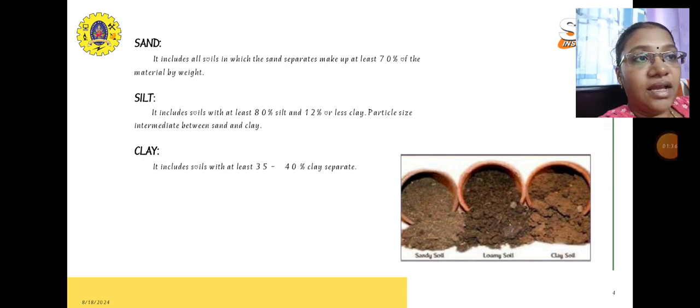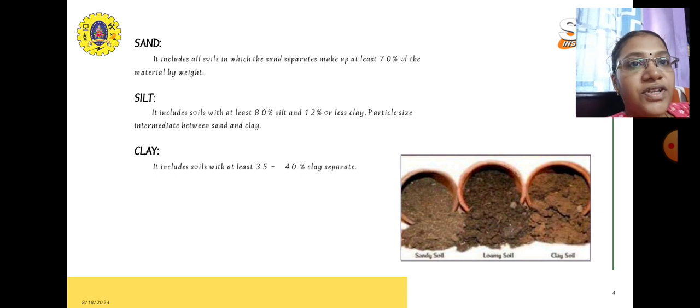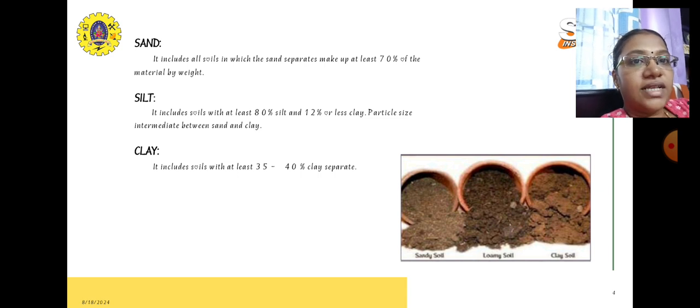Coming to the classes, sand includes all soils in which the sand separates make up at least 70% of the material by weight. Silt includes the soils with at least 80% silt and 12% or less clay, particle size intermediate between the sand and the clay. And clay will include the soils with at least 30 to 40% clay separate, that we call clay.